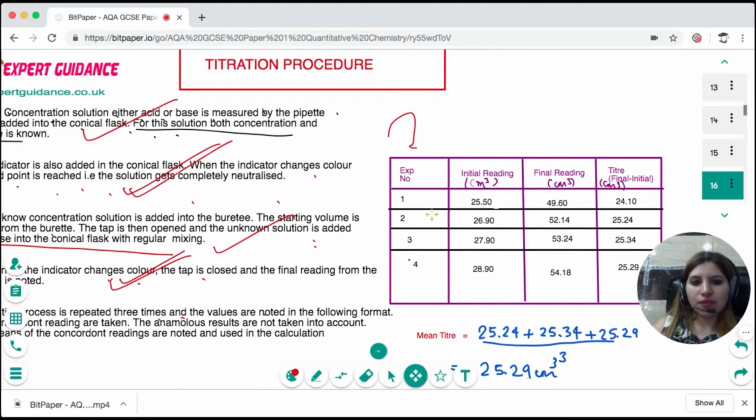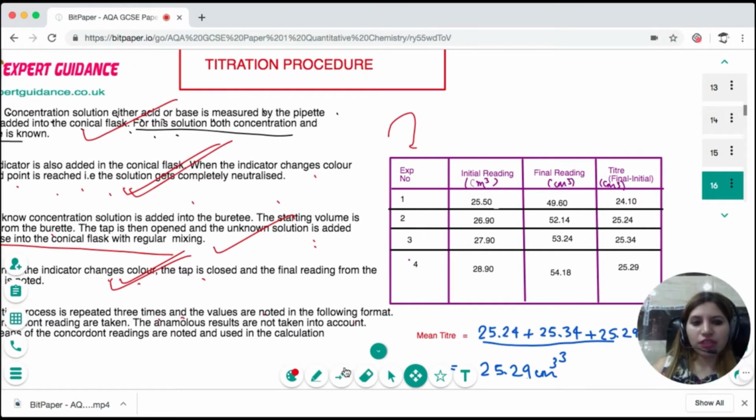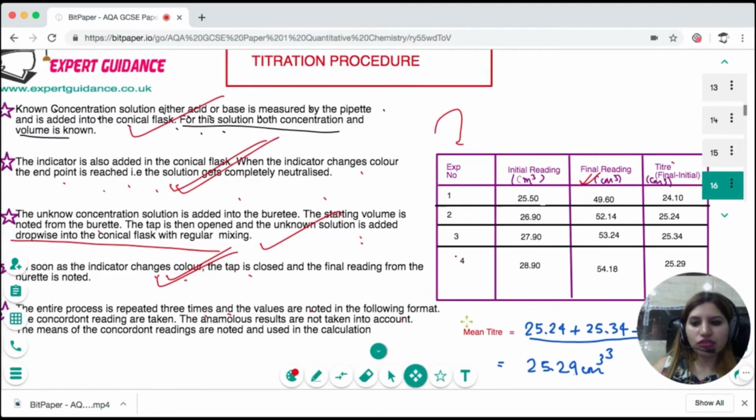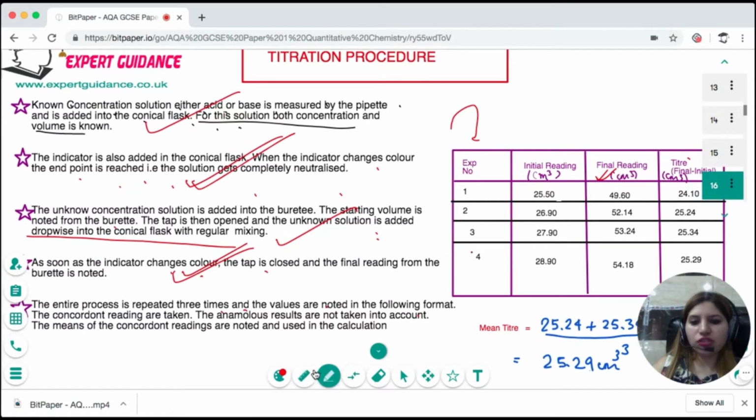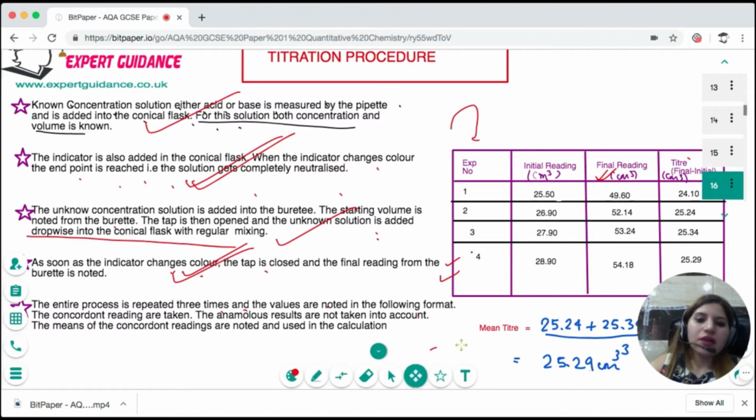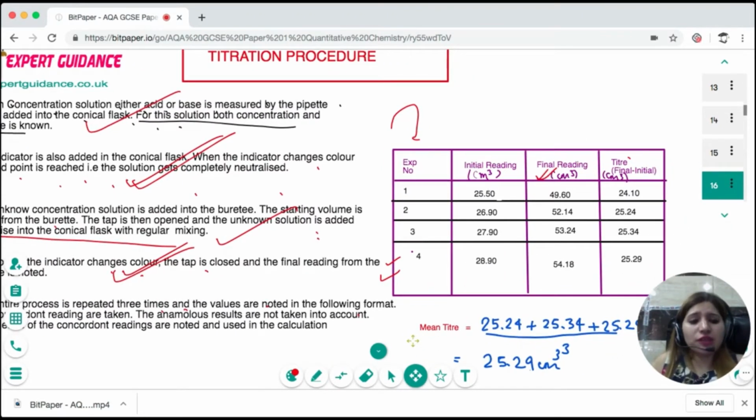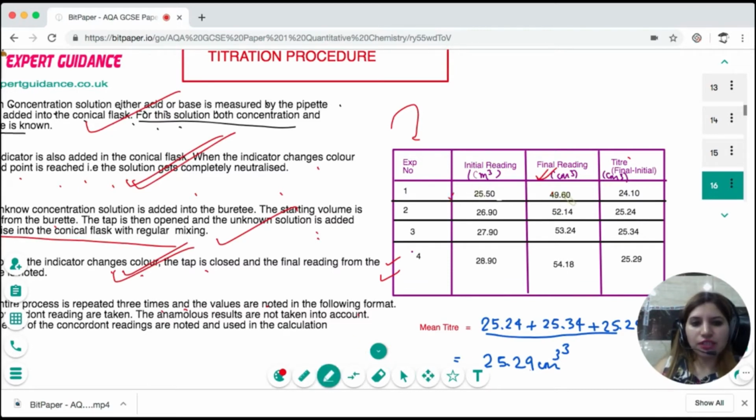So we write the experiment number, the initial reading of the burette, the final reading, and the titer, which is final minus the initial. The entire process is repeated 3 times and the values are noted in the following format, and we take the concordant readings. Concordant readings are any 2 readings which have a difference of 0.1 or 0.2. Generally the first reading is not taken into consideration. It's a rough reading. So if we see the start volume we got as 25.7, final at 49.6, we subtract the two values and this is what gives us the titer.